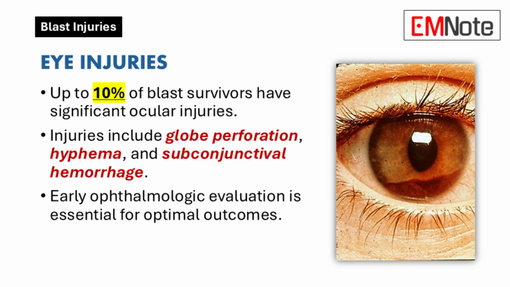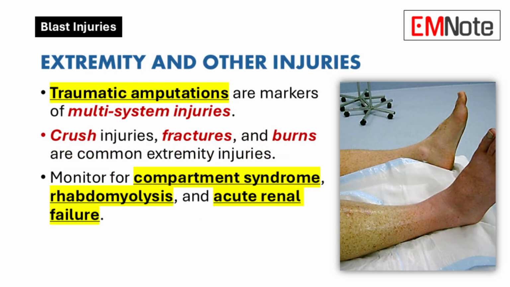So what should providers do to make sure they don't miss those eye injuries? A comprehensive and systematic assessment of every patient is key. Now, what about patients who've experienced a limb amputation due to the blast? Limb amputation is a major red flag. It indicates a high likelihood of injuries to multiple organ systems. What does that mean for the treatment of these patients? Patients with traumatic amputations from a blast need a very thorough evaluation. We need to identify and treat any hidden injuries they may have sustained.